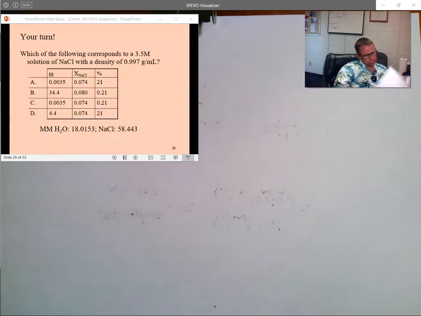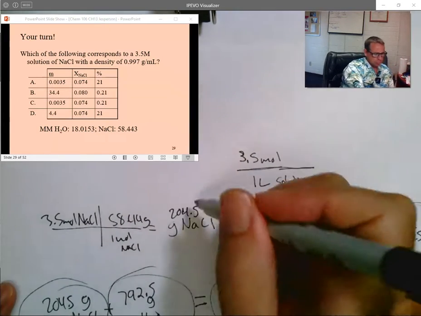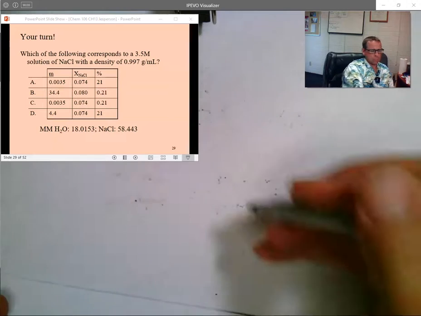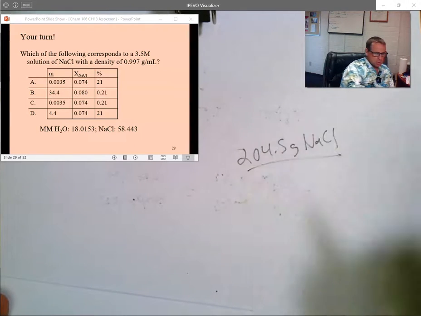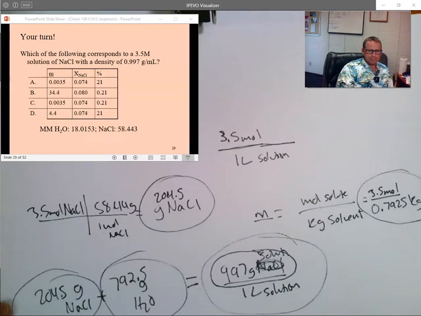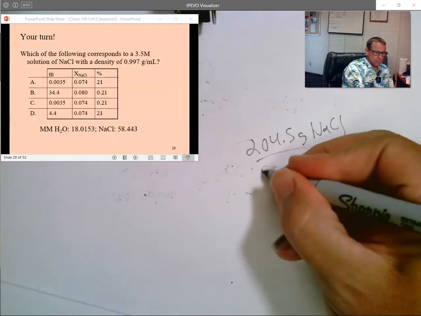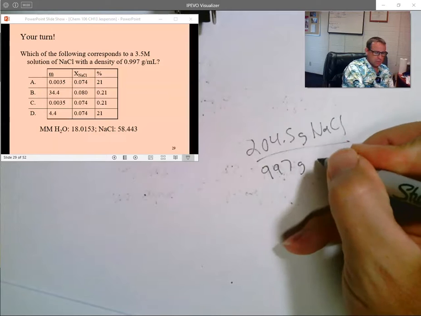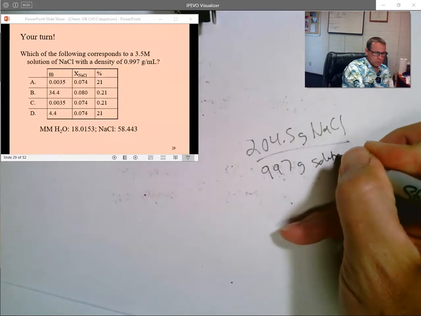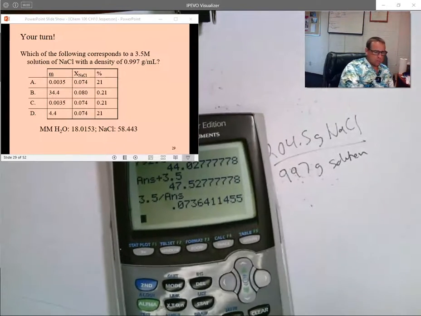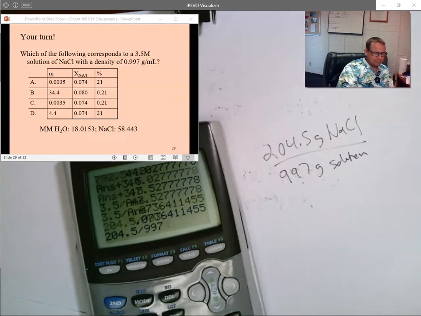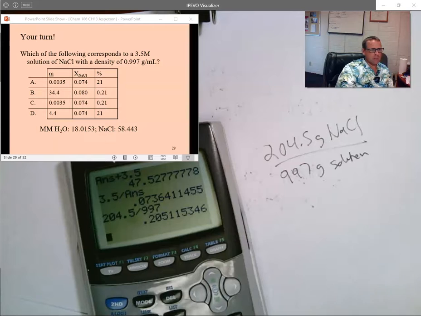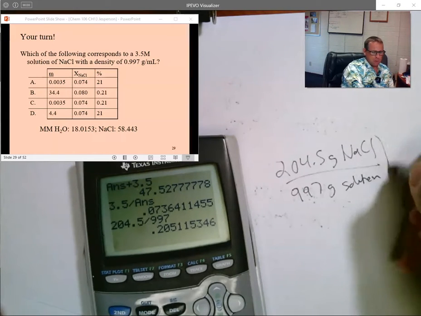Okay. So, we kind of already solved the grams of the NaCl in the former problem. So when you just do the 204.5 grams of NaCl over which one? The 997 grams of solution. Okay. 204.5 divided by 997. 0.205, is that right? And you multiply it by 100 to get the percentage. Okay, very good.